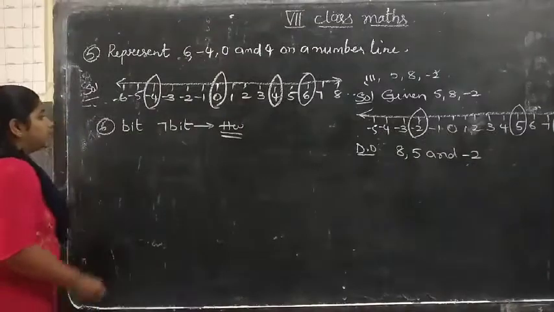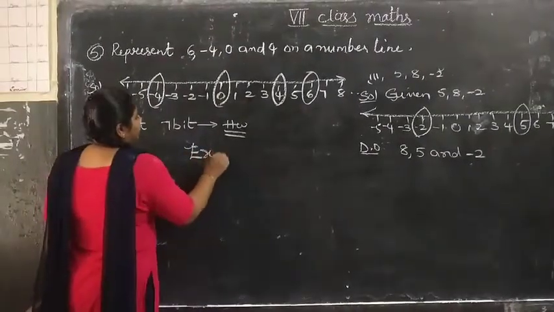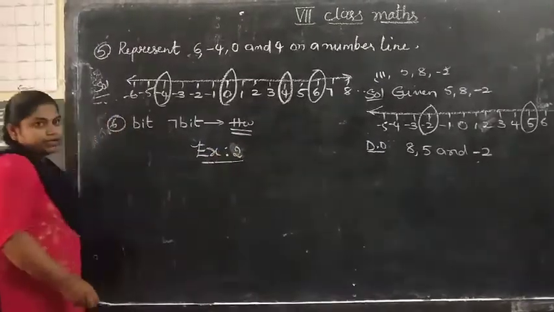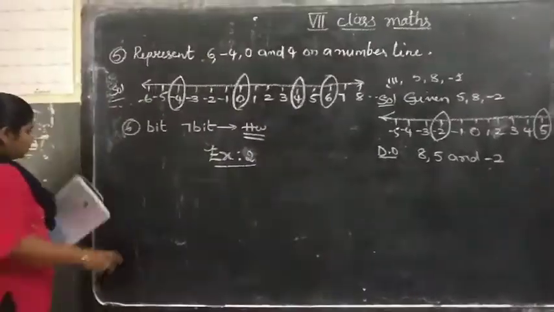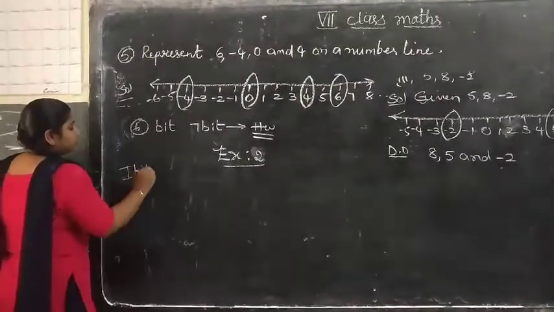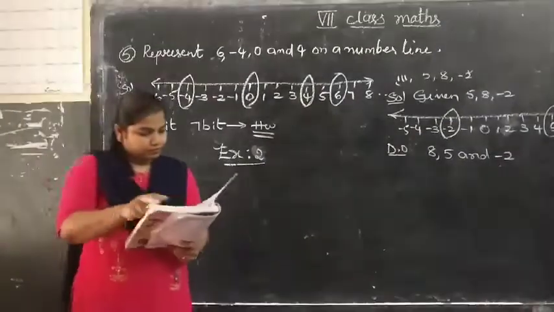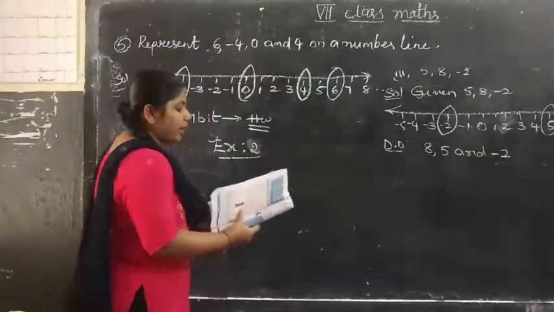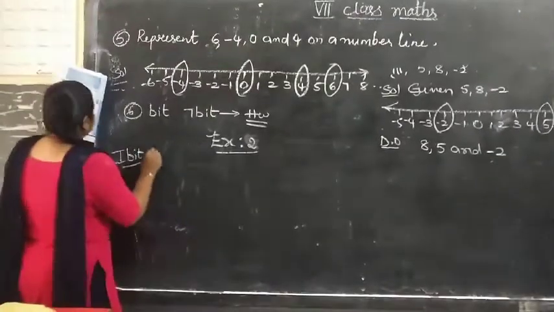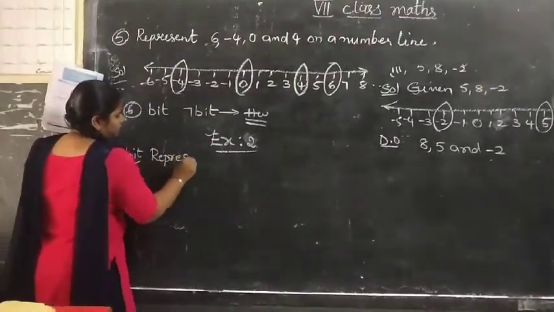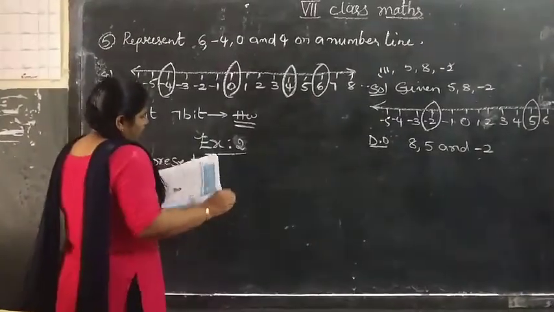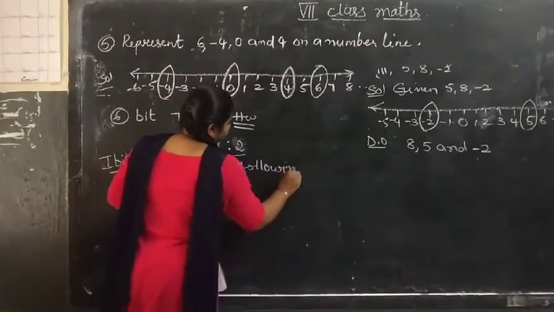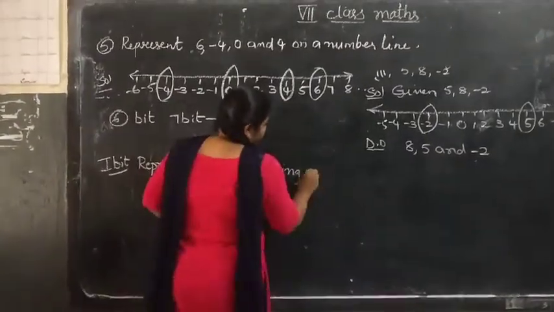Next is exercise 2. Already I told you about addition of integers. So in this exercise 2, we are going to do addition of integers now. In this, the first bit is: represent the following addition on a number line. So we have to add on a number line now.